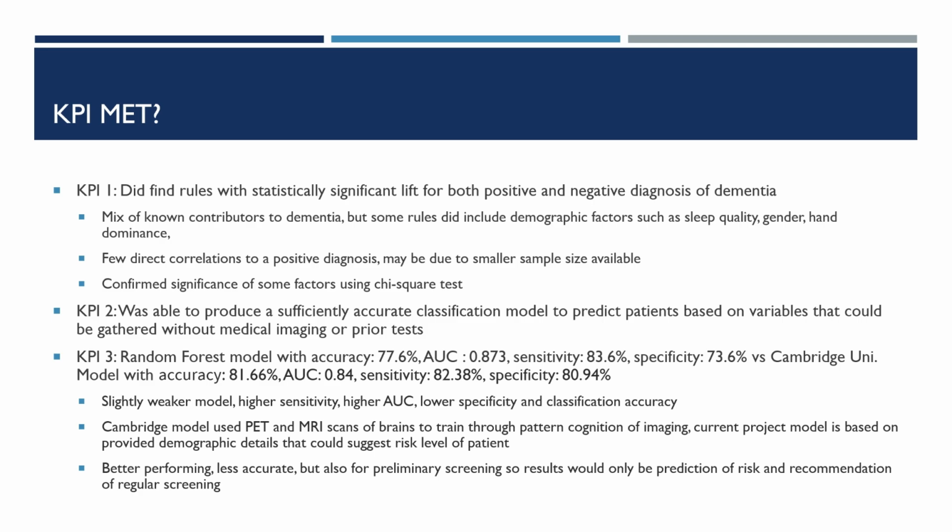Of course, I would point out that Cambridge University's model was made for actual diagnosis of dementia through pattern recognition of these medical images, while the model produced in this project was merely to create a screening tool to recommend patients who are at higher risk of dementia for regular screening. Therefore, for the third KPI, I would say I was successful in producing a comparable model in terms of accuracy performance to the models currently deployed with less training data available, which leads me to the fourth KPI.